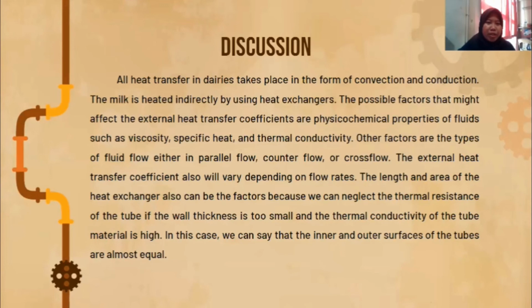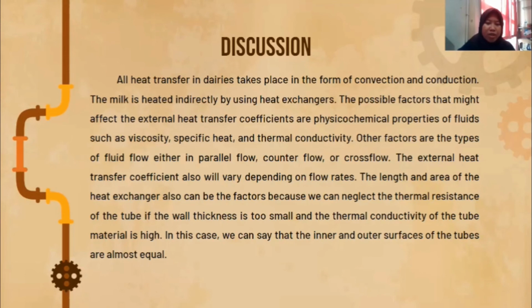Heat transfer in general takes place in the form of convection and conduction. The milk is heated indirectly by using a heat exchanger. The possible factors that might affect the external heat transfer coefficient are physical-chemical properties of the fluid such as viscosity, specific heat, and thermal conductivity. Other factors are the type of fluid flow, either parallel flow, counter flow, or cross flow. The external heat transfer coefficient will also vary depending on flow rates.